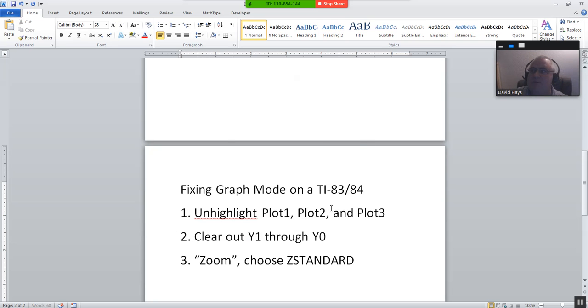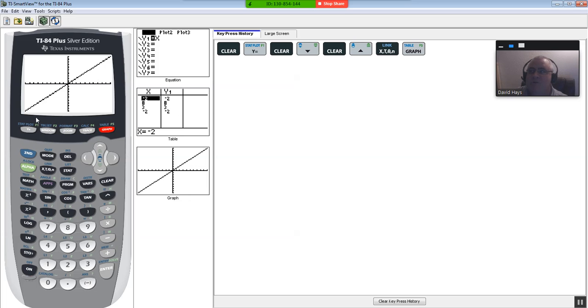Okay, unhighlight plot 1, plot 2, and plot 3. If I press Y equals to go back here, you see across the top it says plot 1, plot 2, and plot 3. Those shouldn't be highlighted. If those are highlighted, I'm going to up arrow, put my flashing cursor on plot 1 and push enter. What you'll see is one of 3 things will happen if I push graph. One thing that can happen is it'll come up with an error. It'll say invalid dim. And if yours says that, you just press enter on the quit, and then we'll talk about how to fix it.